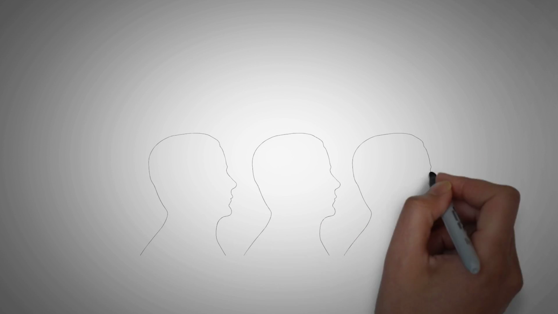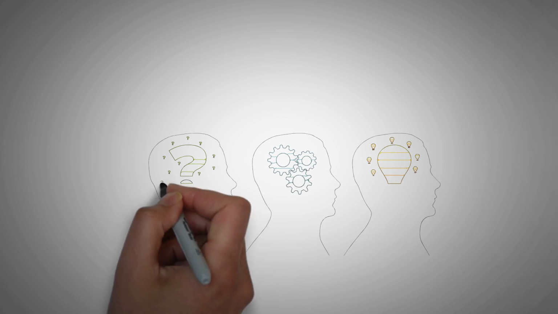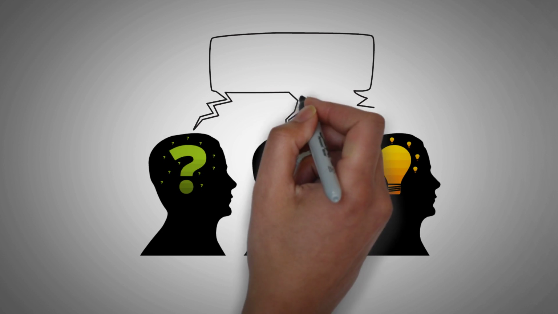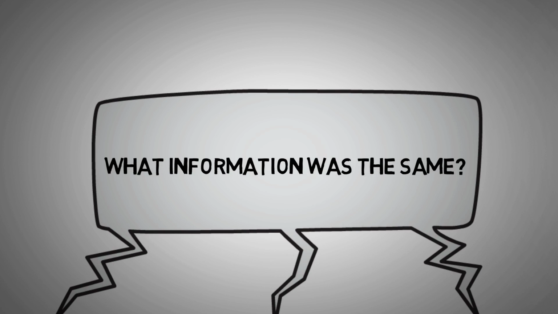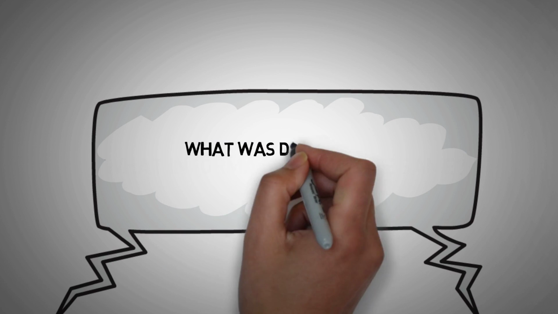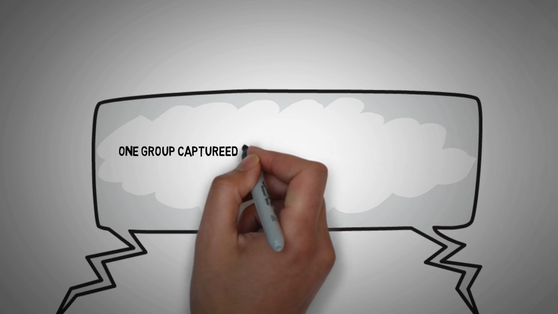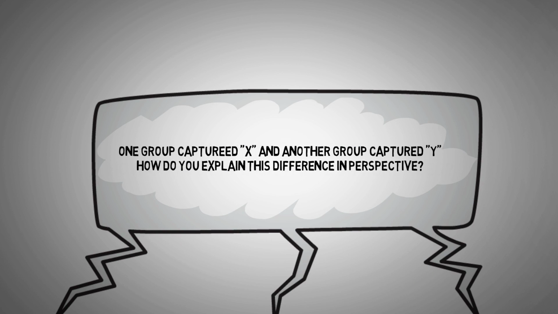This facilitation exercise is an easy and fast way to bring out everyone's opinion and ideas without getting bogged down in a heavy lecture or convoluted discussion. It is a great method to help answer the following questions about an ecosystem. What information was the same? What was different, and how do you explain the differences? Why is it that one group captured X and one group captured Y? How do you explain the differences in perspective?